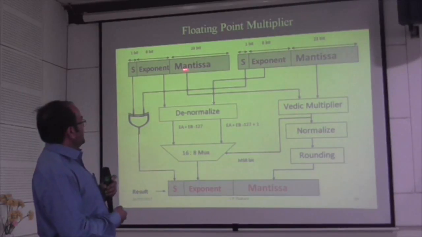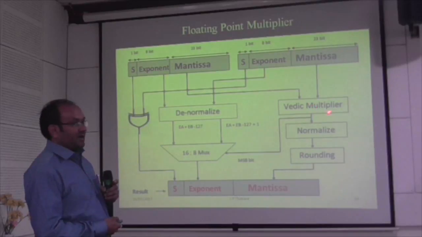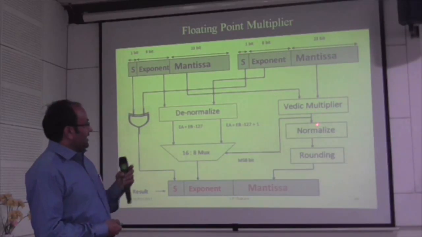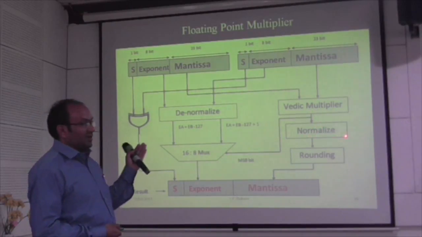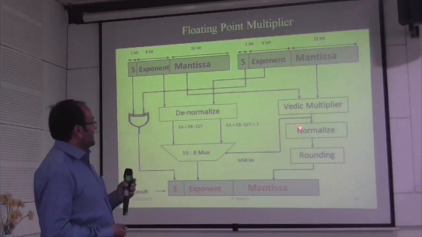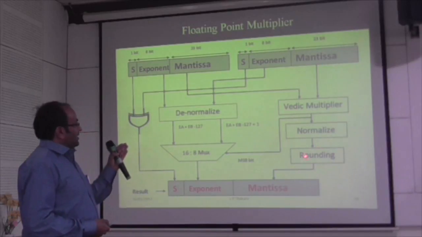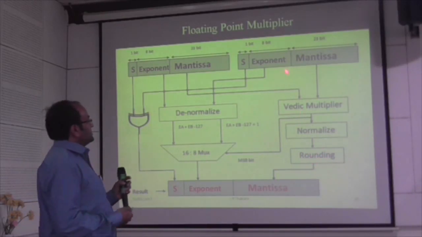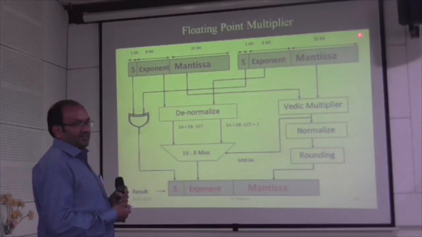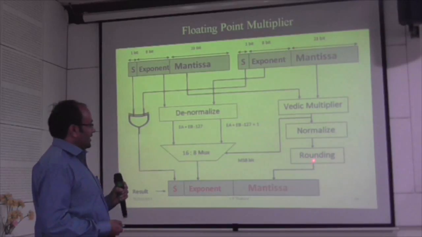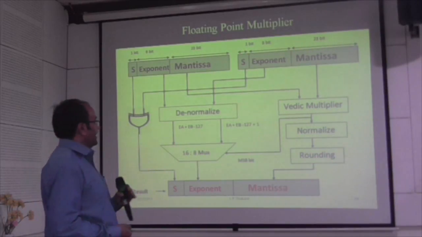So two numbers I have taken here. The mantissa I have multiplied using the Vedic multiplier. Then again we have to write it in normalized form, that is the IEEE process of 1 point something, and then we are rounding those numbers because the mantissa size is 23 bits, so there is a need for rounding. The remaining bits we are truncating.